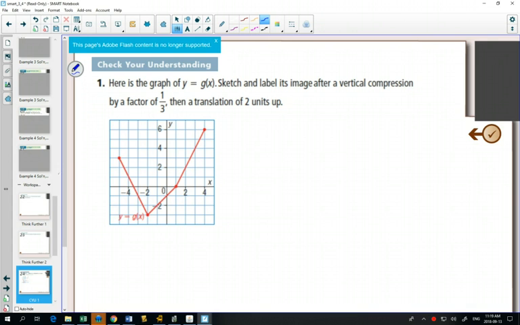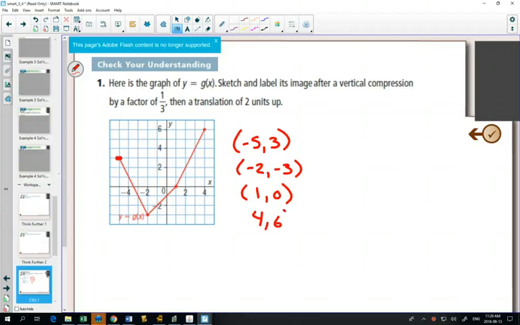So if we were looking at the points that we have, and I labeled the points off to the side here, can you see that we have (-5, 3) as the first point, (-2, -3) as the second point, (1, 0) as the third point, and (4, 6) as the fourth point.